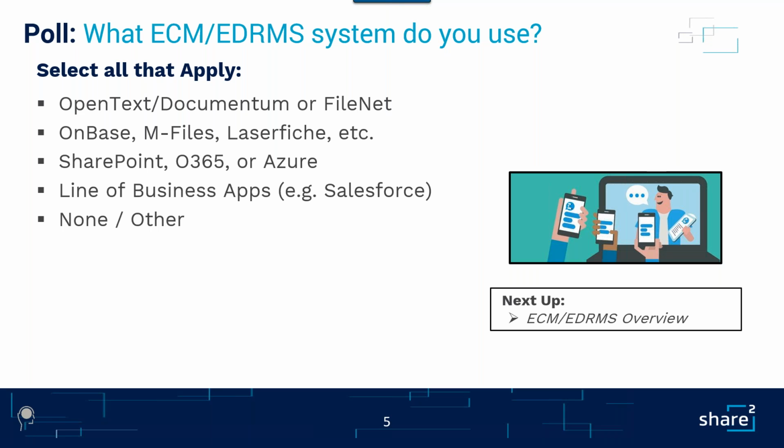And then some people consider their line of business applications to be their ECM system. And you might have some or all of these, so select all that apply. If you don't have one, obviously select the last one.